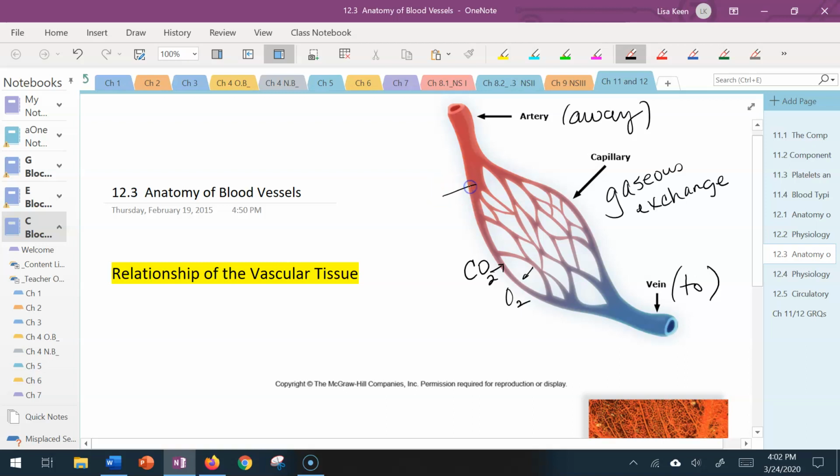What I probably haven't told you yet is that when an artery begins to branch at the capillary bed, these smaller ones that are still carrying red blood are called arterioles. And those that will eventually form into a thicker vein are called venules.